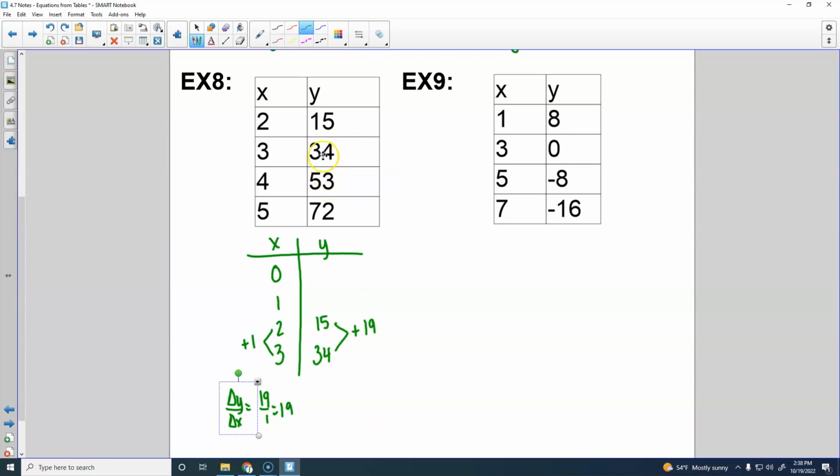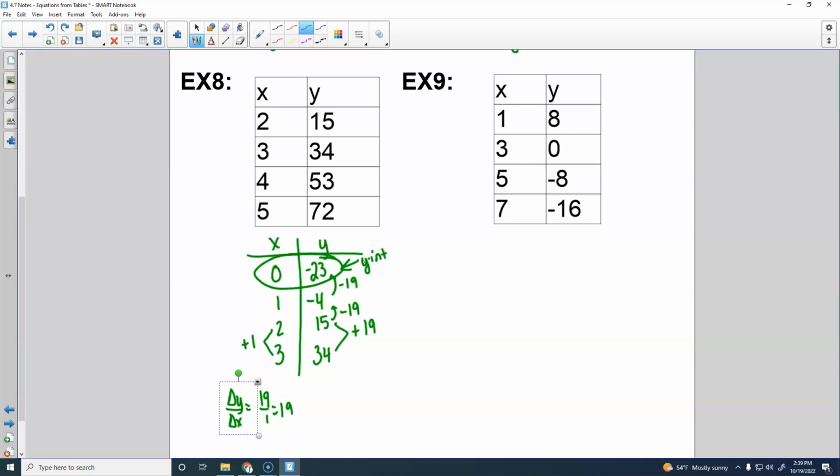So 34 plus 19 is going to give you 53. 53 plus 19 will give you 72. We don't need to get the higher numbers, right? What do we need? Lower numbers. We need to go backwards. So how are we going to go from here to here? We'll subtract 19. What's that going to give us? Negative 4. And then we would need to subtract 19 again. Negative 23. So right there is my y-intercept.